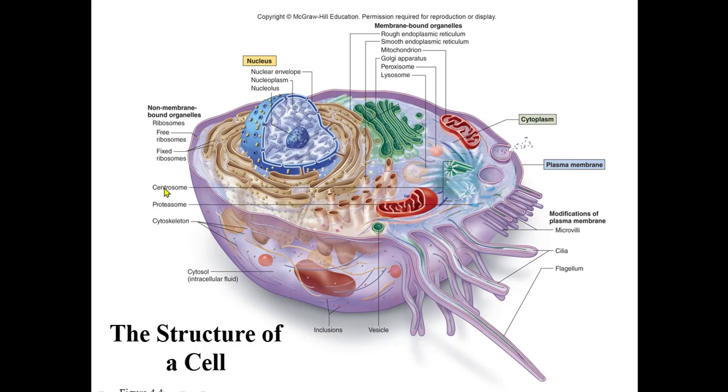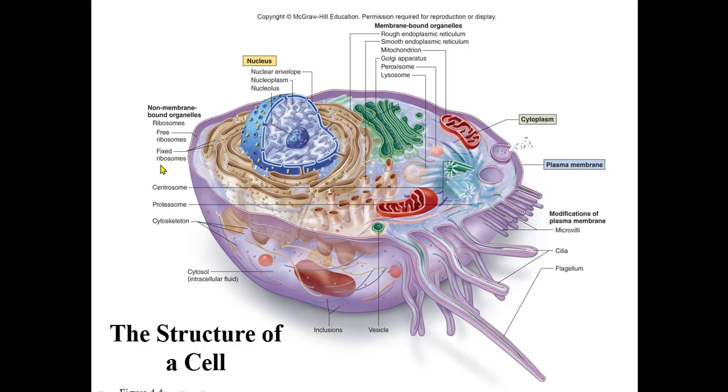Then we have centrosomes. Now centrosomes are going to be part of something called centrioles. So centrosome is part of something called centrioles, and you can see one right here. That is going to play a role in cell division. So when the cell is ready to divide, the centrosomes containing centrioles will help with cell division.